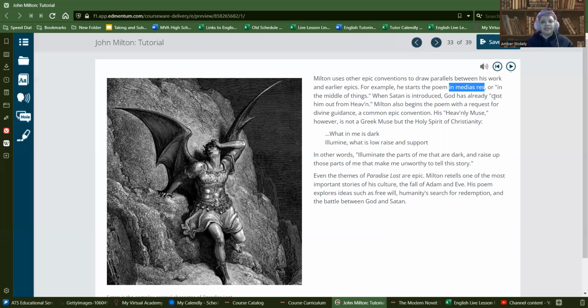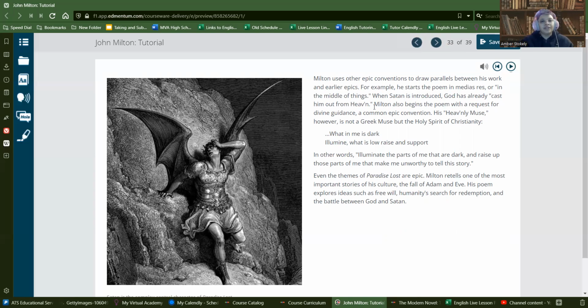And Milton does the same thing in Paradise Lost. When Satan is introduced as a character, God has already cast him out from heaven. They give you this quote here. So you're not viewing Satan's origin story. Milton assumes everyone knows Satan's origin story. So this is just Satan's influence on the Garden of Eden and how that plays out after being cast out from heaven already. You're just starting from a place where he at least felt everyone would be familiar.